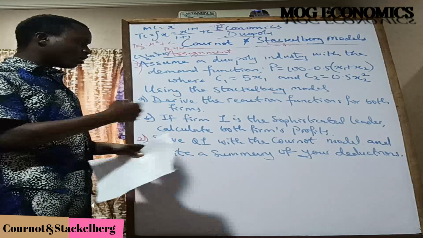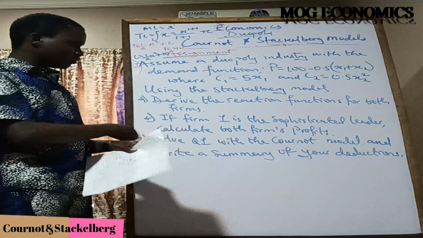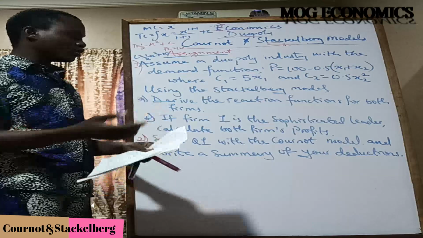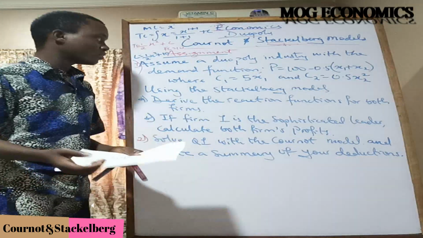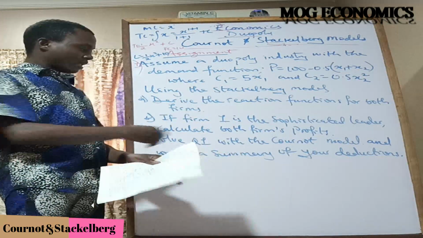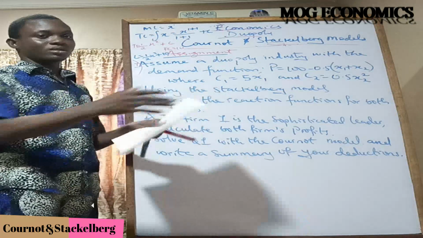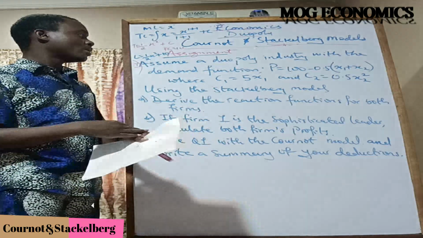Now, number two, solve question one with the Cournot model and write a summary of your deductions. All right, so everything that you solve there, you compare them just the way we did a comparison for the example.